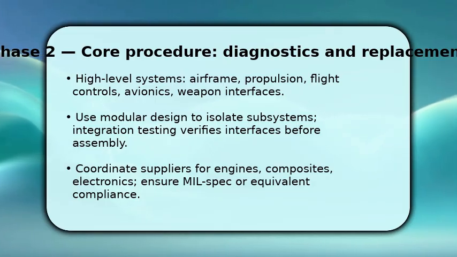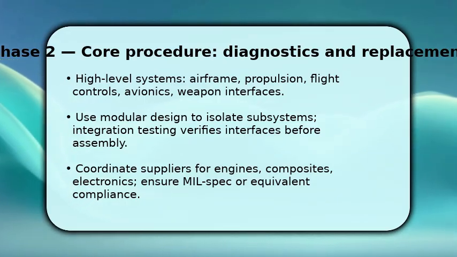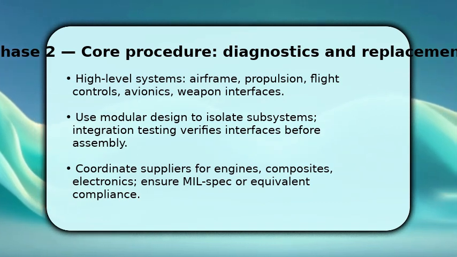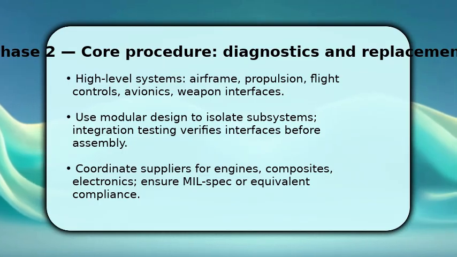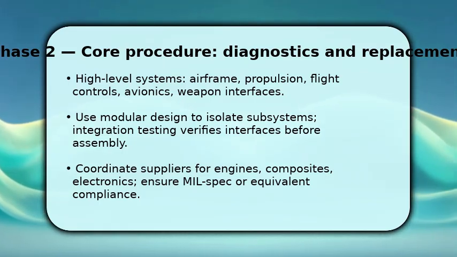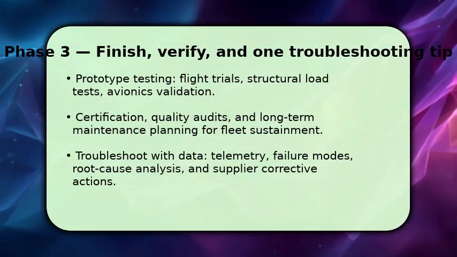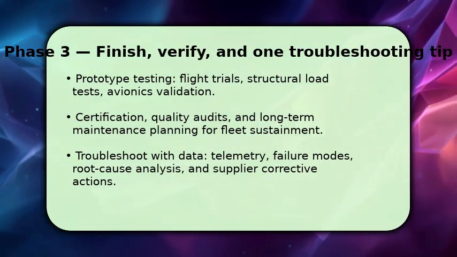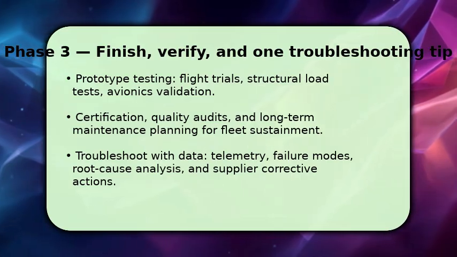Make sure suppliers meet the required specifications and certification standards. Component quality and traceability are crucial. Throughout, use simulation and modeling to reduce risk, and plan iterative integration milestones to expose issues early rather than at final assembly. For closure, focus on prototype validation, instrumented flight tests, structural proof loads, and avionics end-to-end checks.